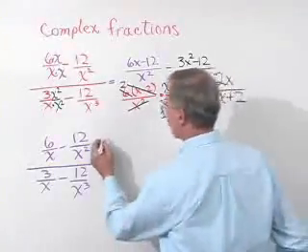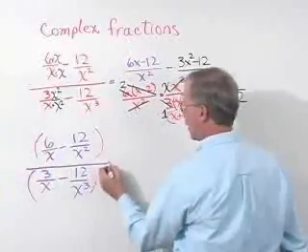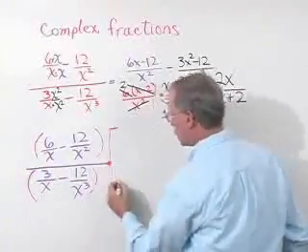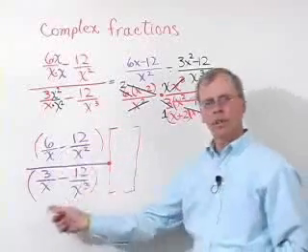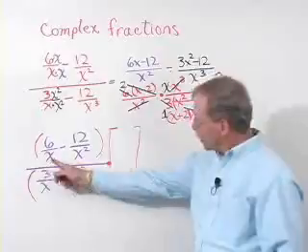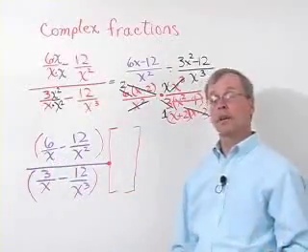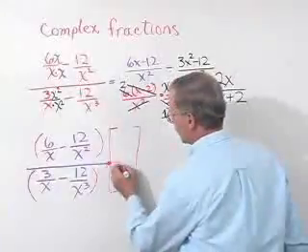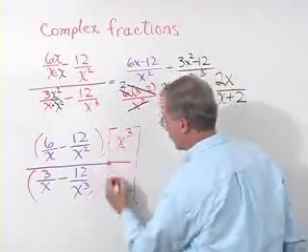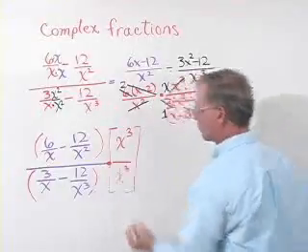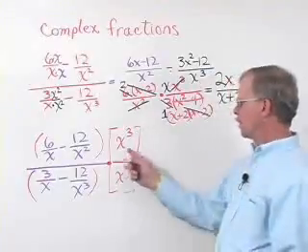We want to multiply everything by some least common denominator of all the denominators in the problem. There's x squared, there's another x, there's x cubed. What's the common denominator? The common denominator is going to be x cubed. Okay. So if it's x cubed, we'll have to multiply by x cubed.